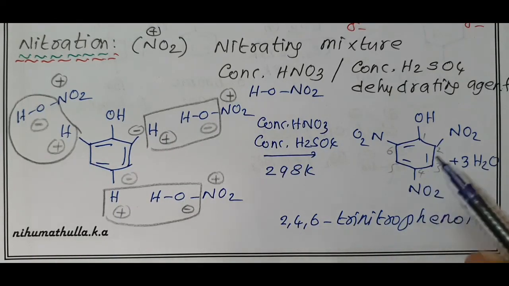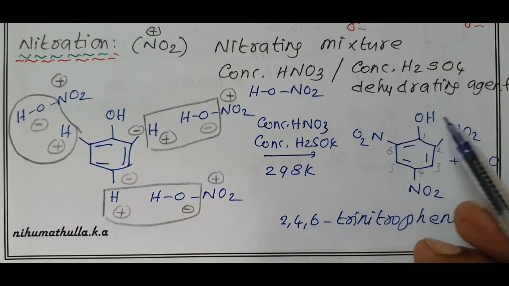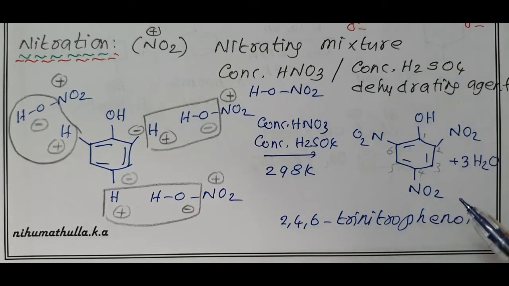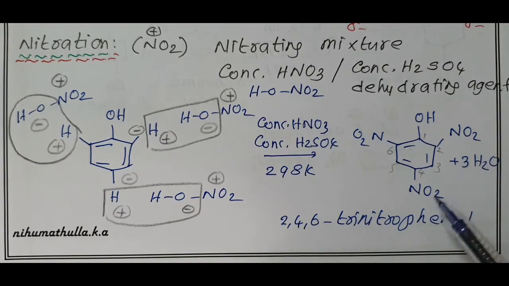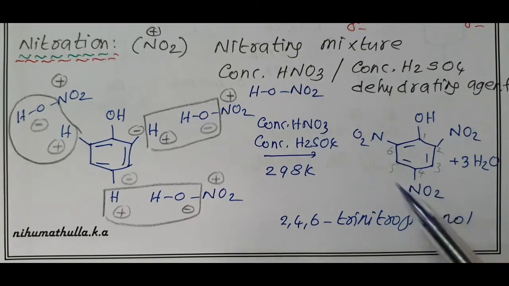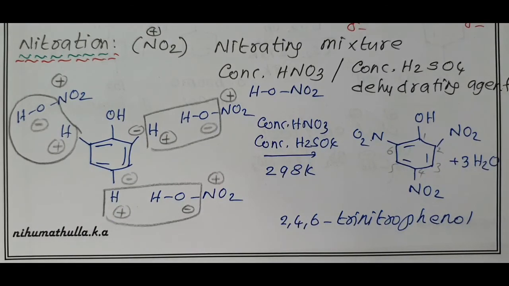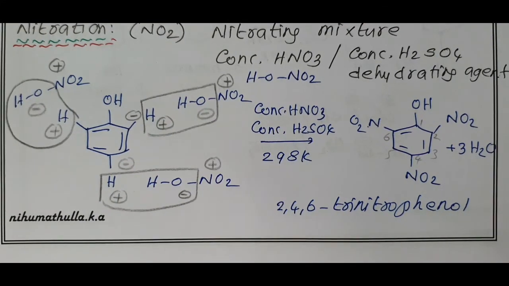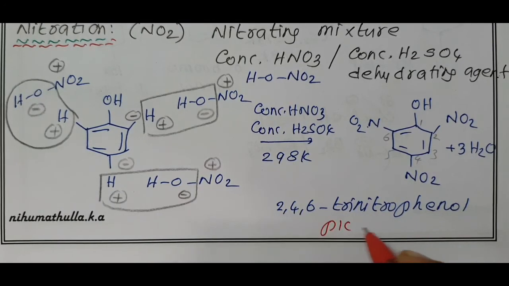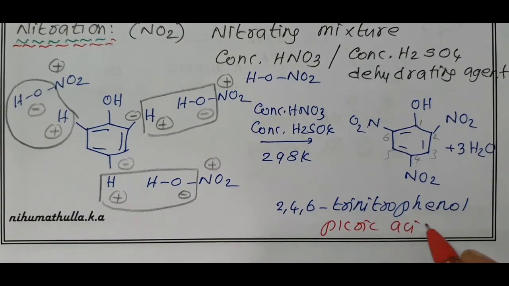The NO2 groups facilitate the release of H plus ion. Compared with phenol, 2,4,6-trinitrophenol is more acidic. It is a strong acid due to the presence of 3 NO2 electron withdrawing groups, which withdraw the electrons towards themselves, therefore facilitating the release of H plus ion. Therefore, it is more stable. And remember, 2,4,6-trinitrophenol is also called picric acid. It is an explosive, picric acid.